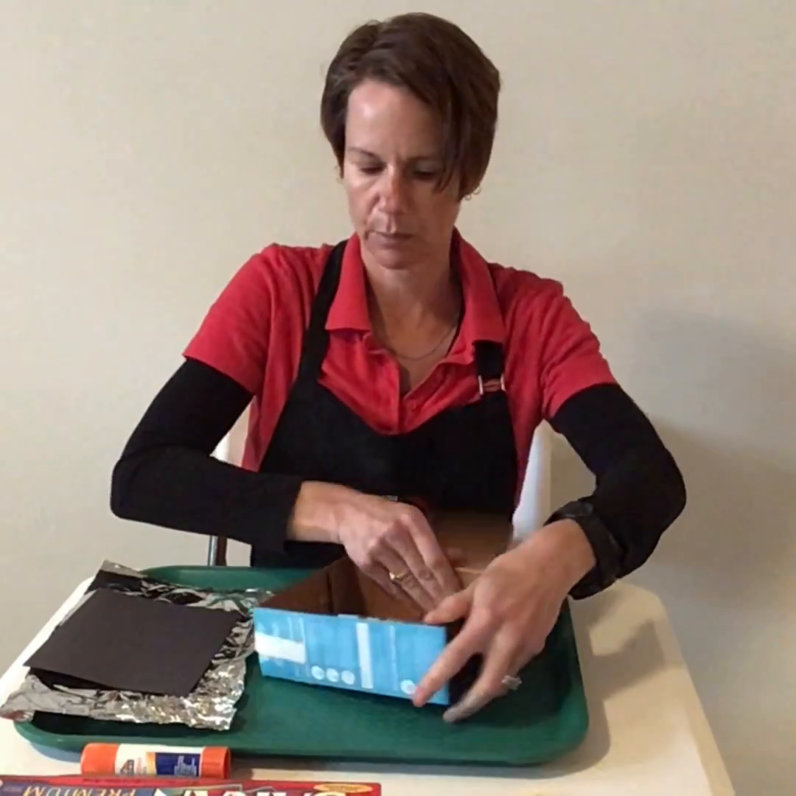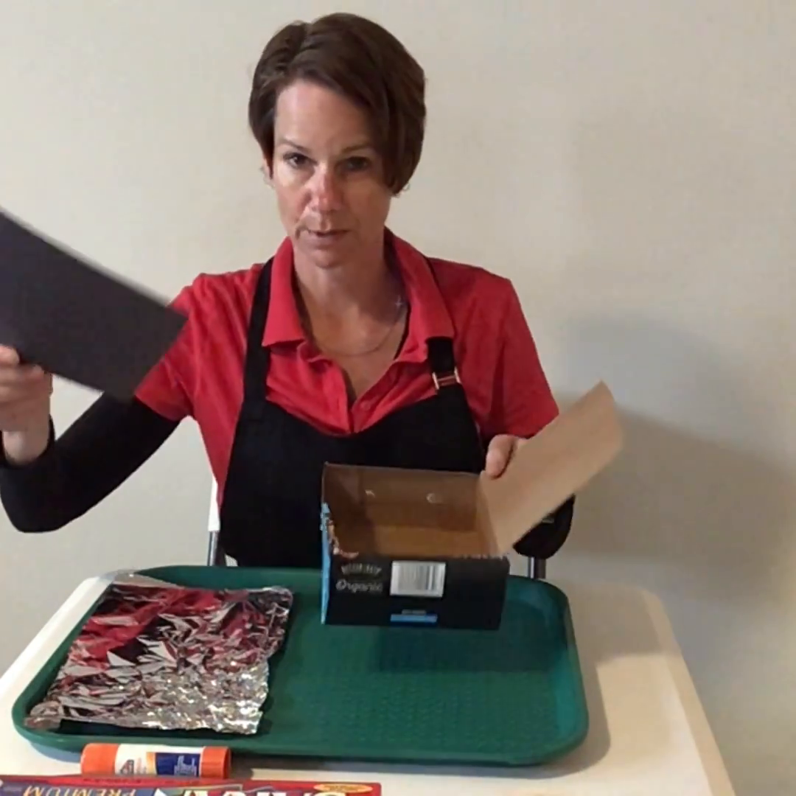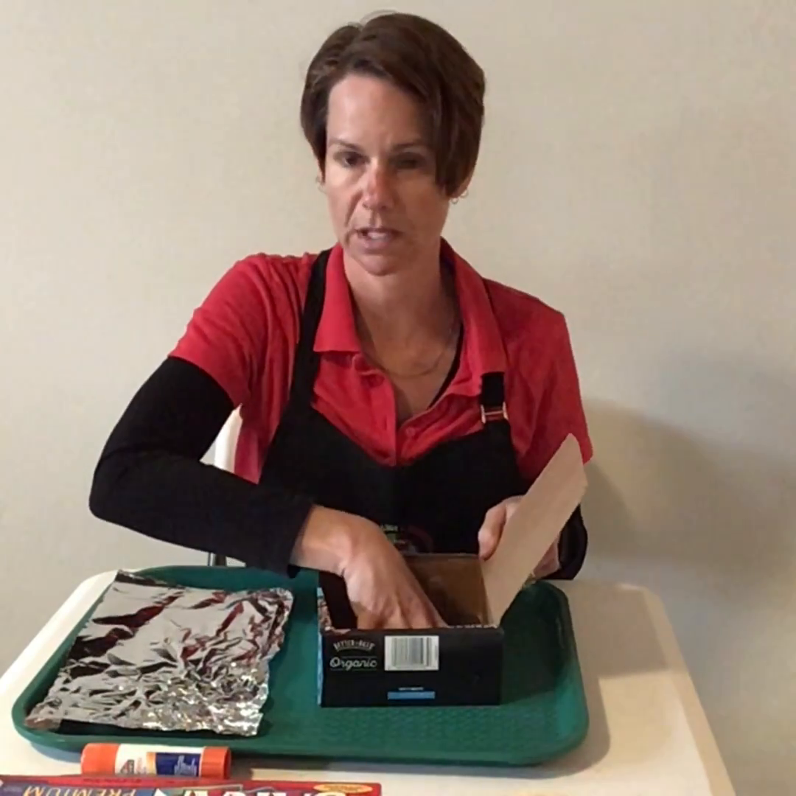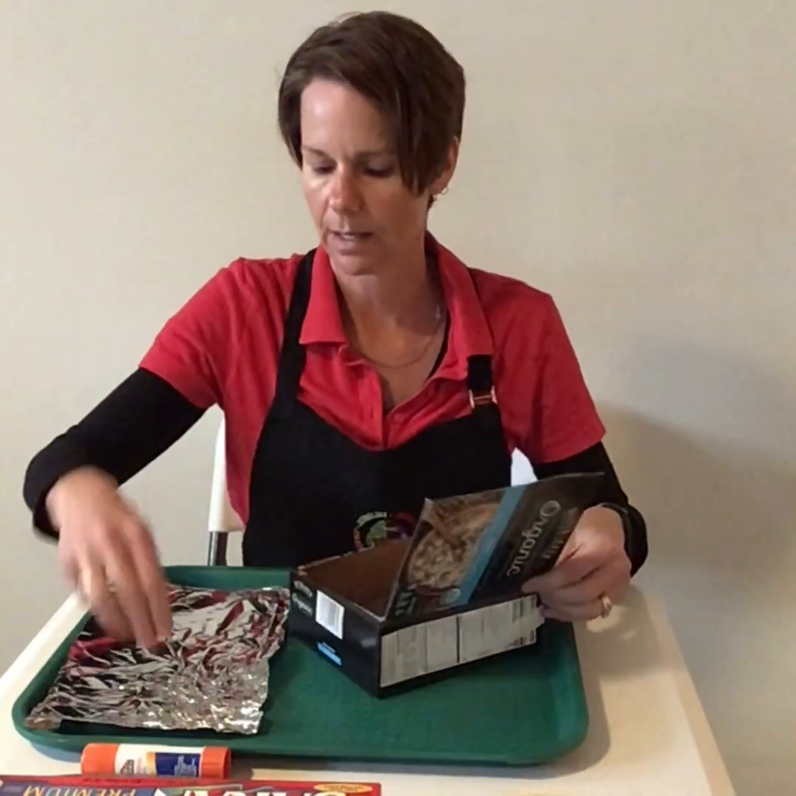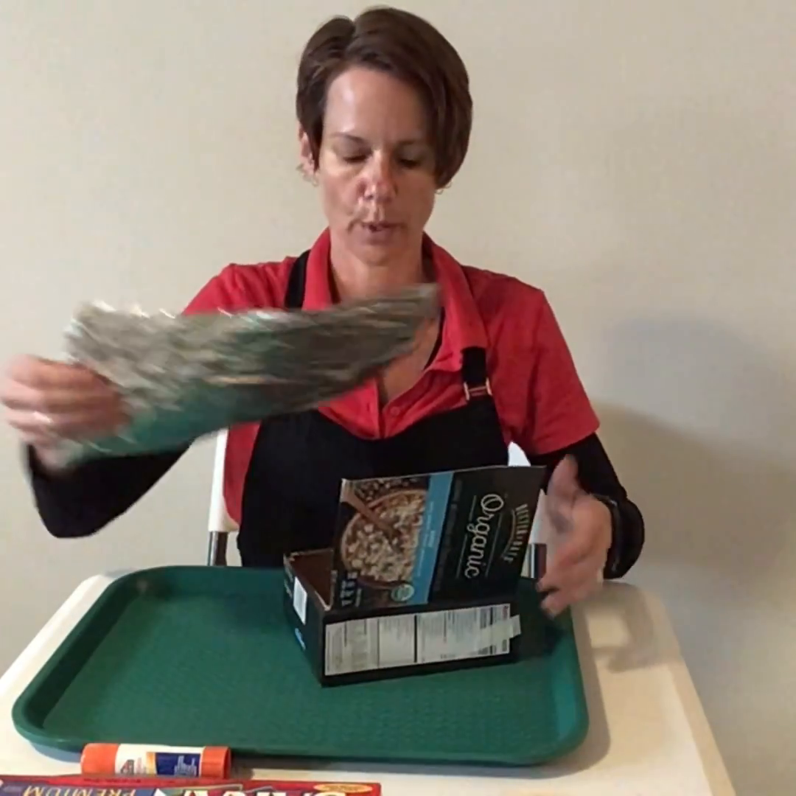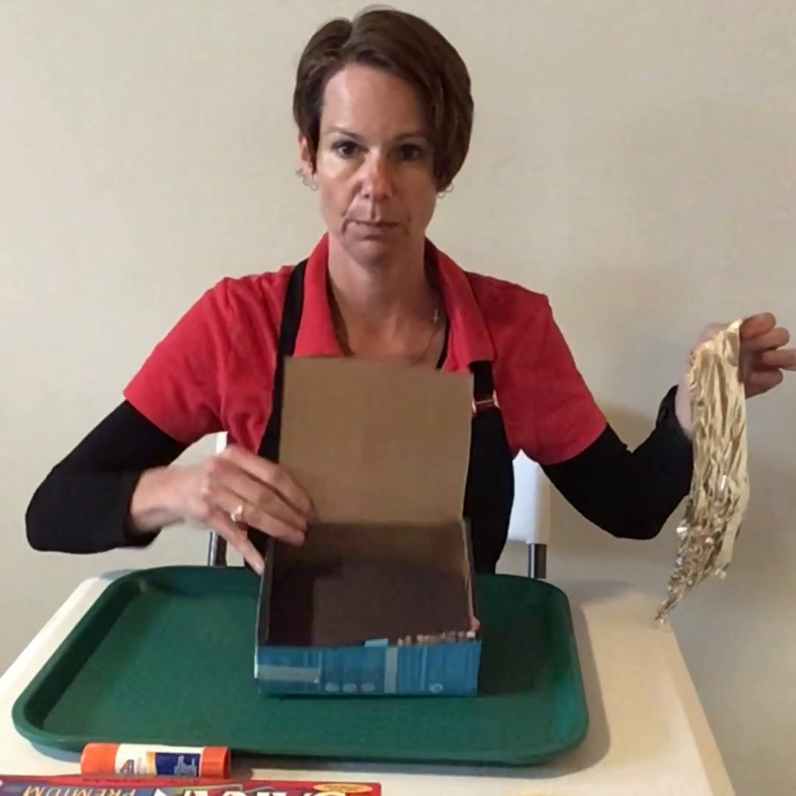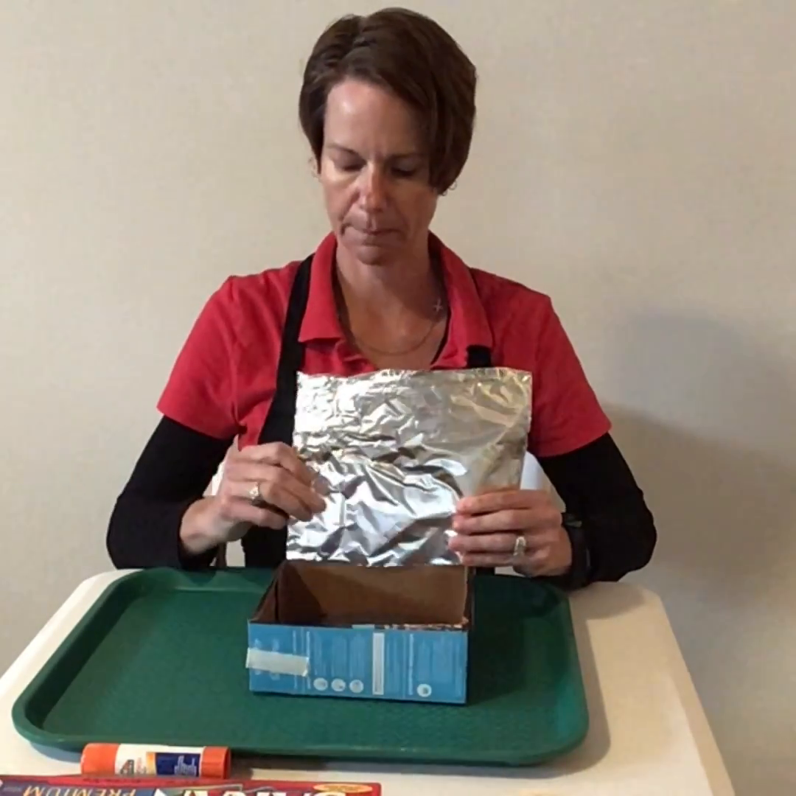And I'm going to put, I already pre-cut this. I'm going to put this in the bottom of it because black absorbs heat really well. So that's what I want in the bottom of it. And then I'm going to get foil. And you see what I have here. I have my black paper and I have my lid. And I'm going to wrap the foil around the top.